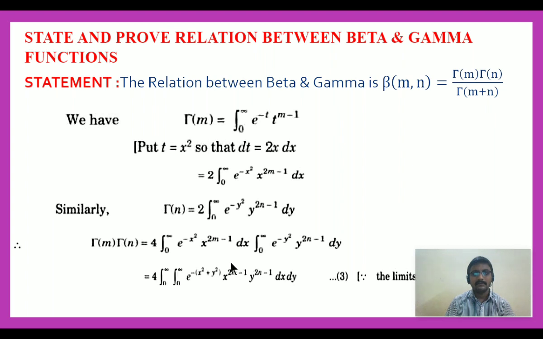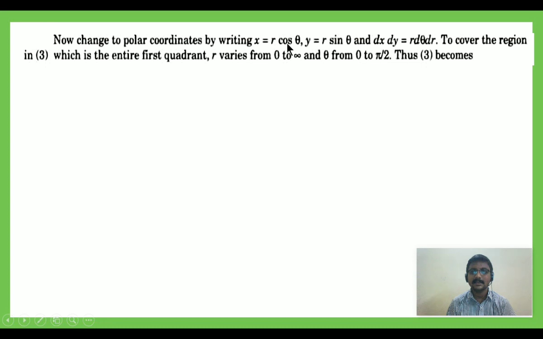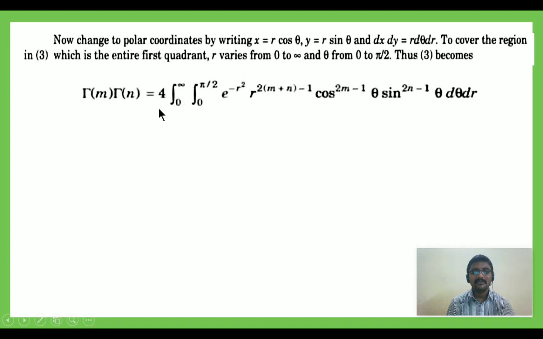Now we can use the change of variable concept in double integrals. Changing into polar coordinates, we have x is r cos theta, y is r sin theta, dx dy is r d theta dr. To cover the region in equation 3, which lies entirely in the first quadrant, r varies from 0 to infinity and theta varies from 0 to pi by 2. Thus equation number 3 becomes gamma of m into gamma of n is 4 into integral with limits 0 to infinity and 0 to pi by 2. First one is the r limits and second one is the theta limits.